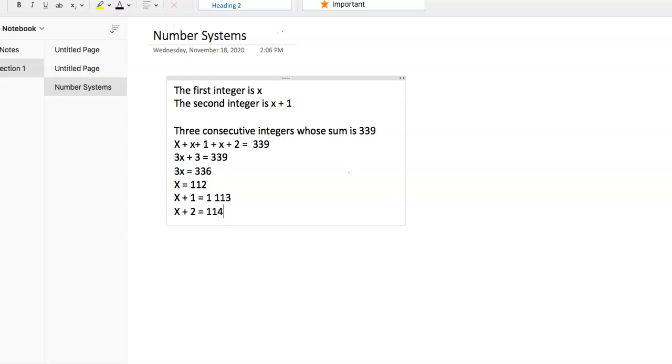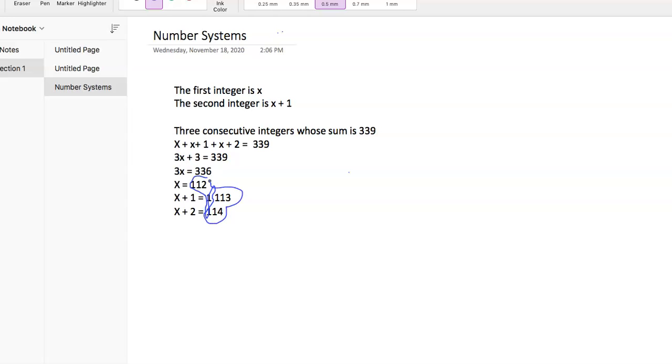Go ahead and circle those. Right, our 3 answers are going to be 112, 113, and 114. And if you want to check your answers, if you go 112 plus 113 plus 114, and you add those up, you will get 339. Okay, so that's how you go about solving it.